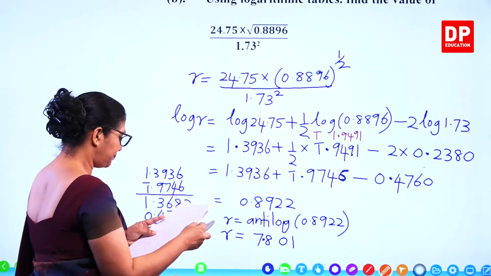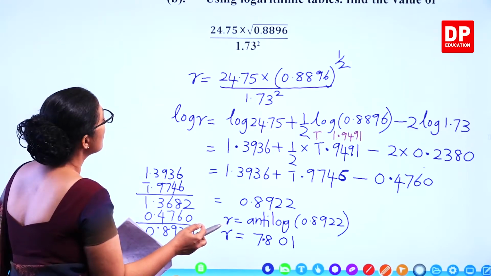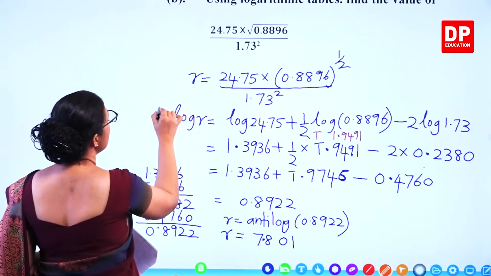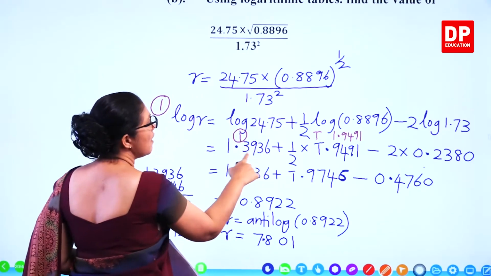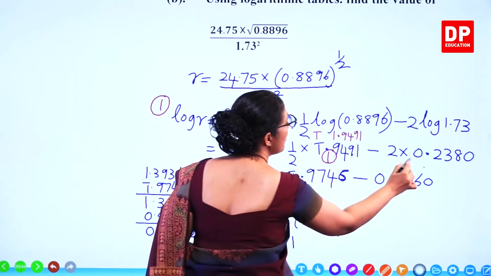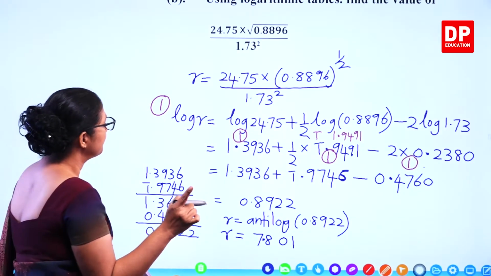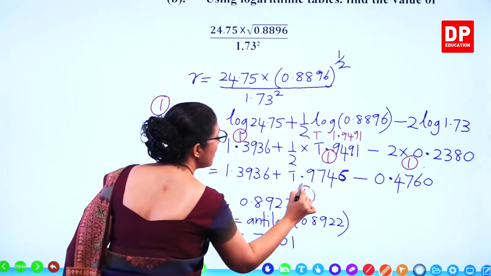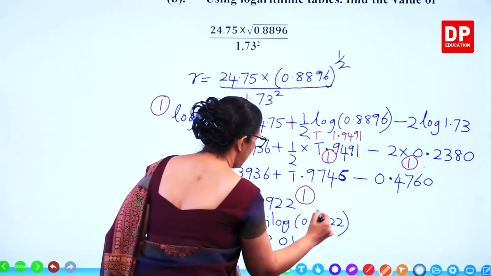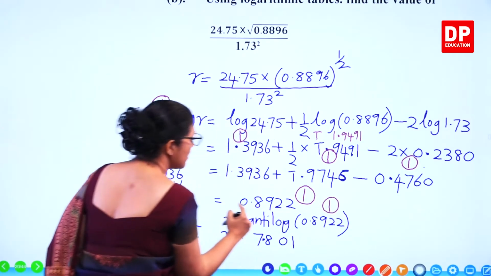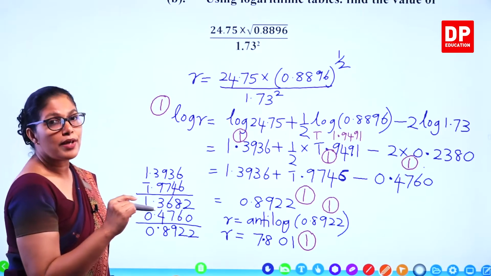So let's see. You get 1 mark for taking logarithms. 1 mark for this value, 1 mark here, 1 mark. So referring to the table. And here 1 mark here, 1, 2, 3, 4, 5, and 6, and taking antilog, that's 7 marks altogether.